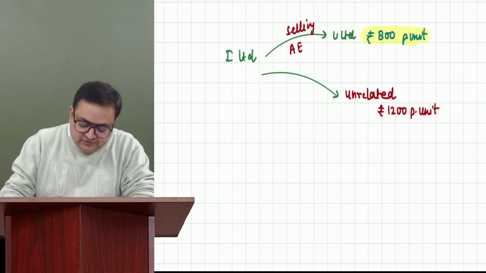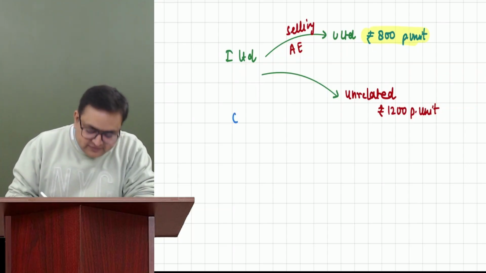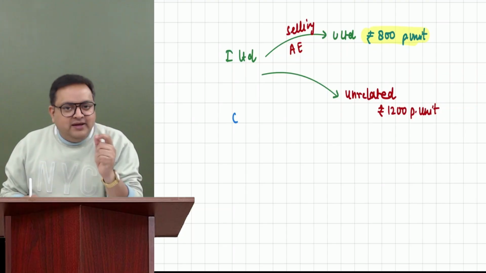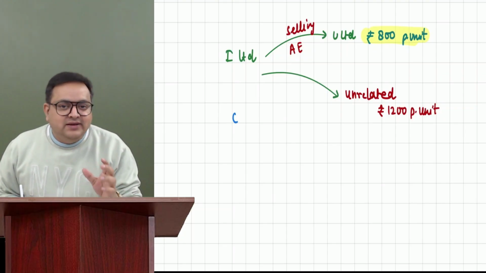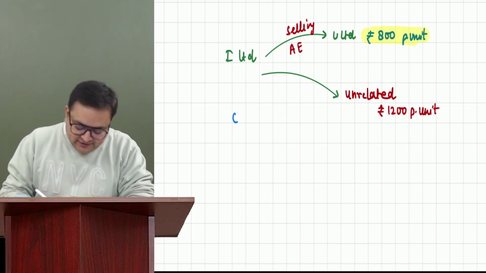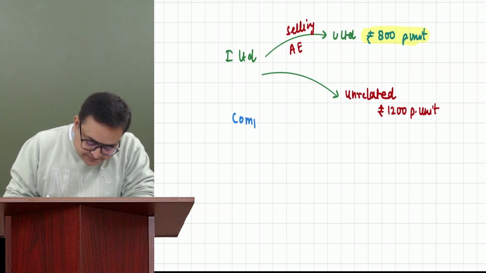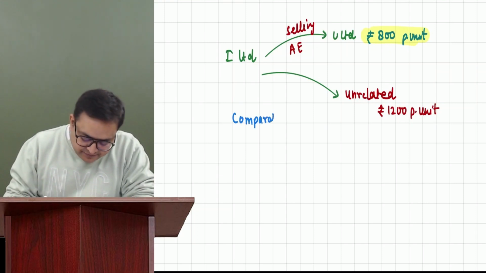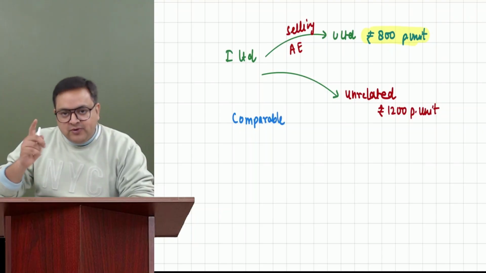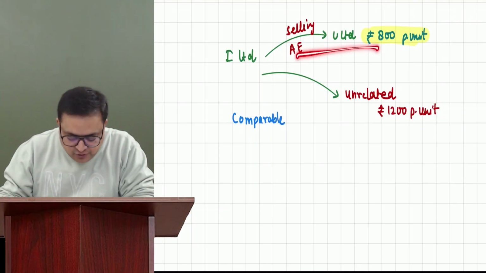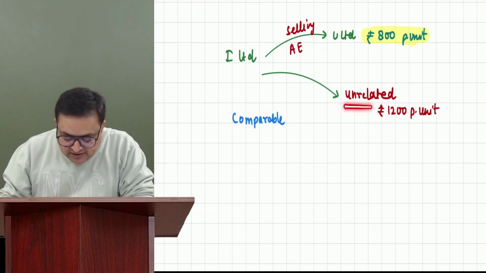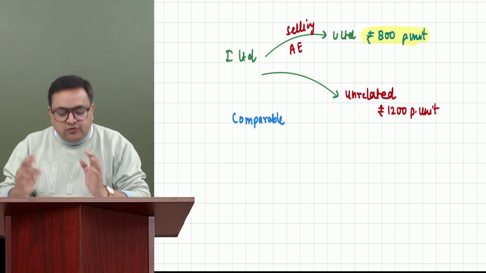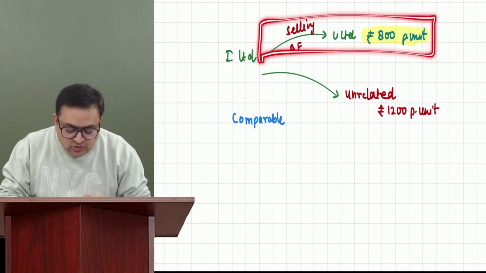So the first method is known as comparable. See the name itself. I'm again and again telling you, don't learn anything, understand it with logic. It is called comparable because you are comparing. And with whom are you comparing it? With the related party? No, no, no. It is with an unrelated party, which is not controlled, because this transaction is a controlled transaction.